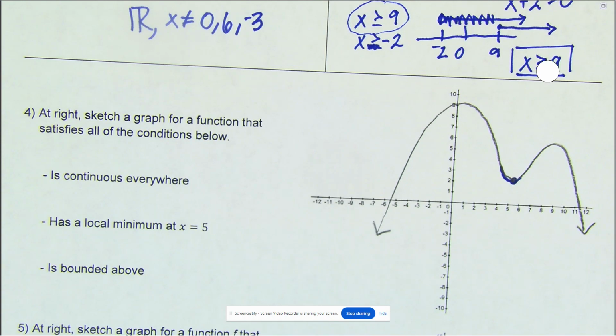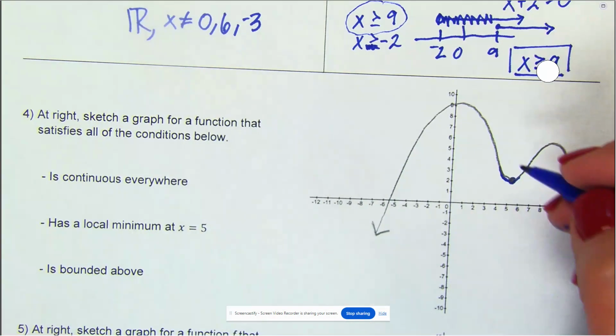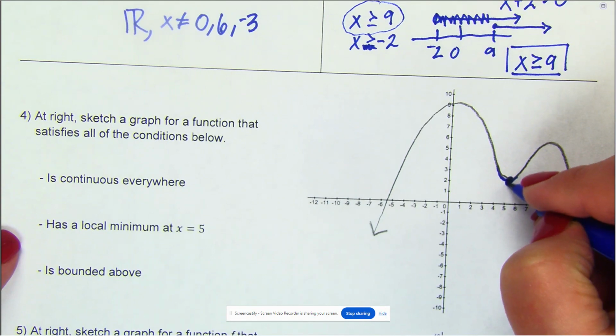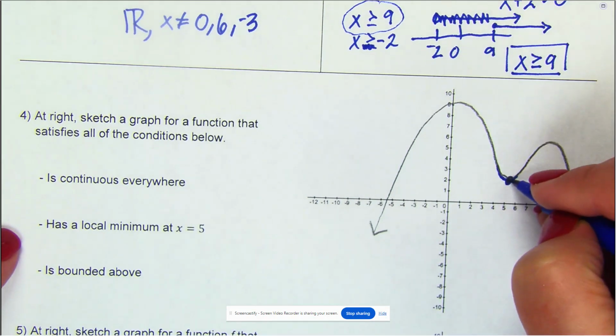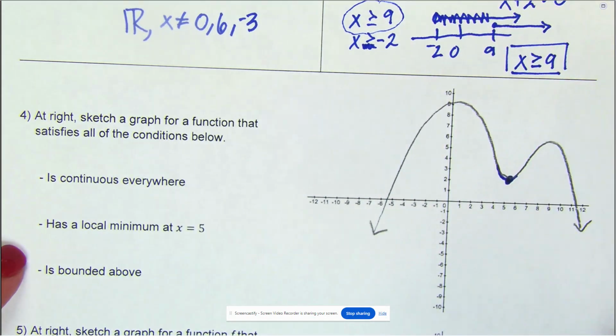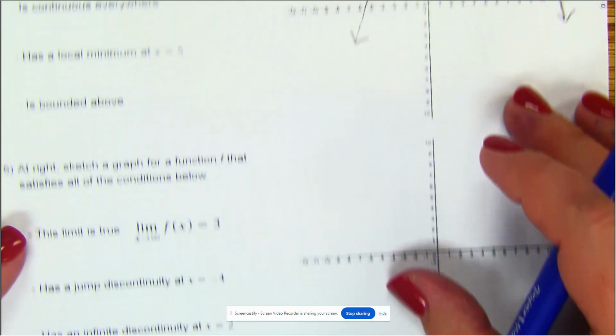We're back on. All right, no breaks, has a local min at positive 5, and is bounded above, trapped above. Check. All right, next one.